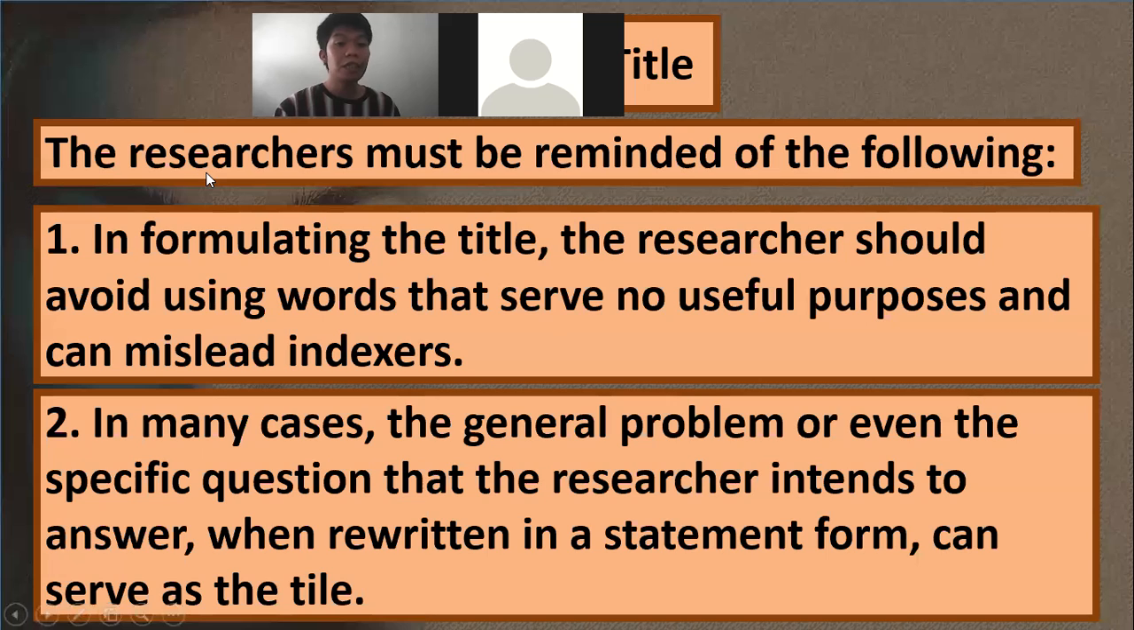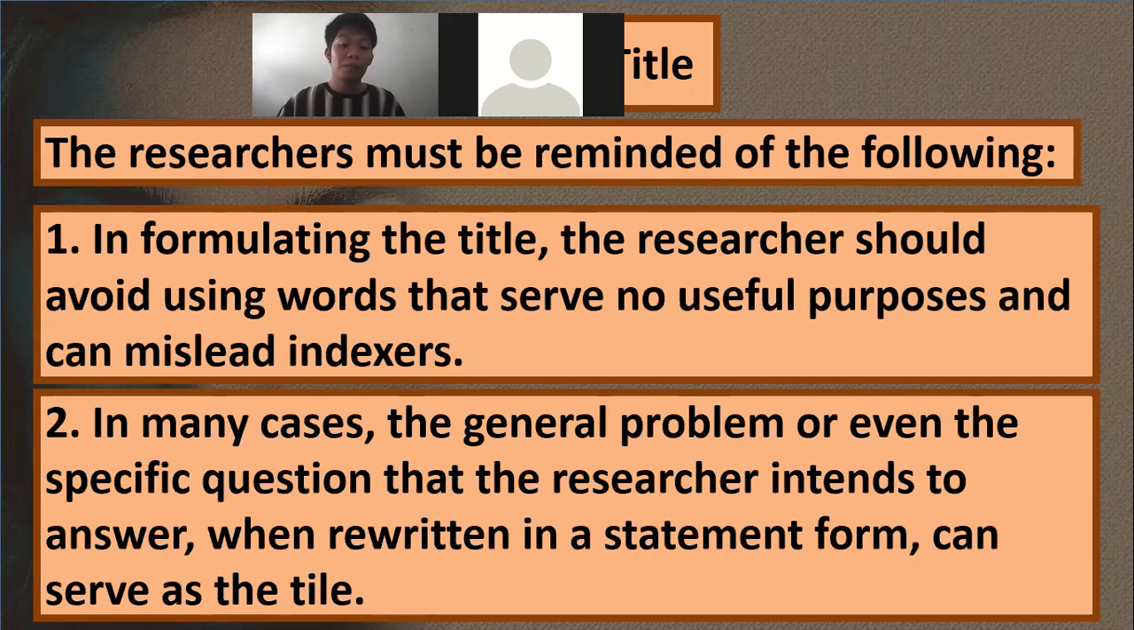Okay, in the research title, the researchers must be reminded of the following. In formulating the title, the researchers should avoid using words that serve no useful purposes and can mislead indexers. So in writing your title, you only need to use significant words. No need to use words that cannot reflect the main idea of your research. In many cases, the general problem or even the specific question that the researcher intends to answer, when rewritten in a statement form, can serve as the title.